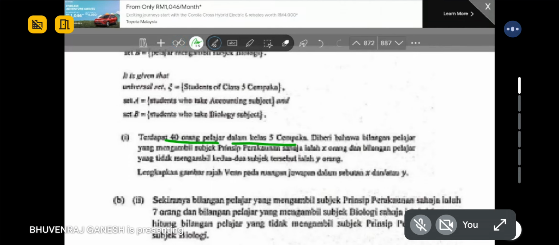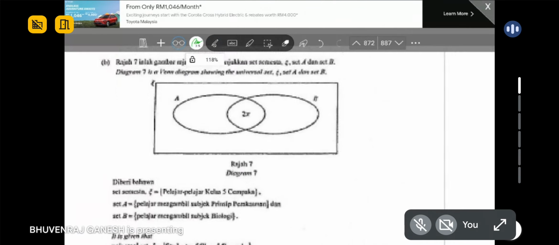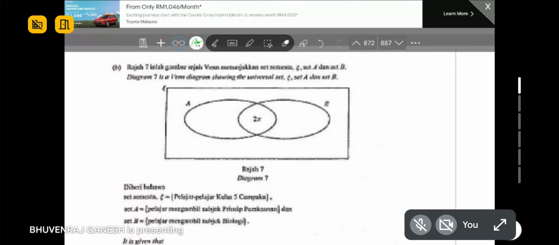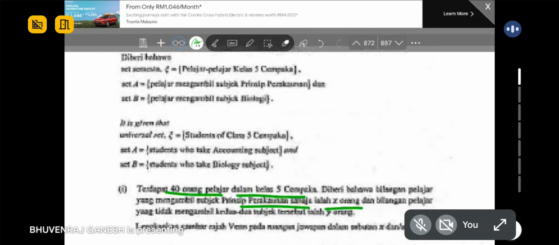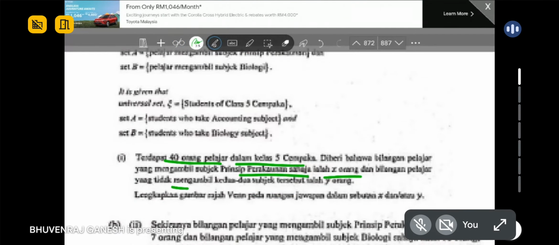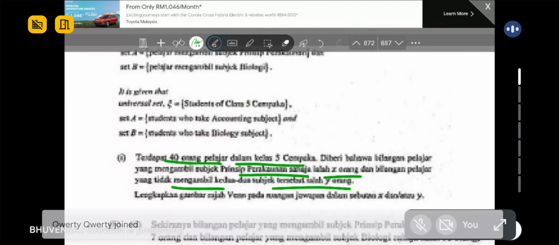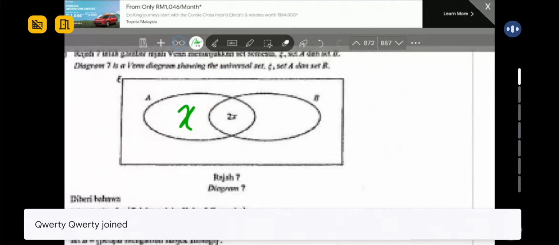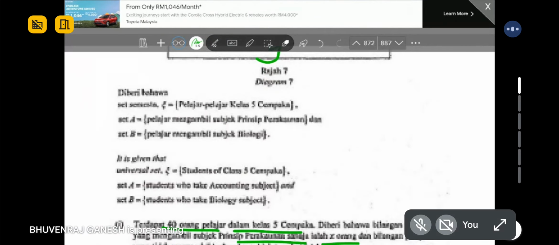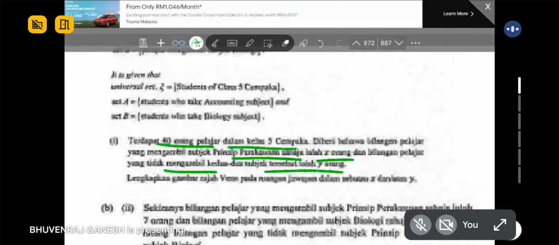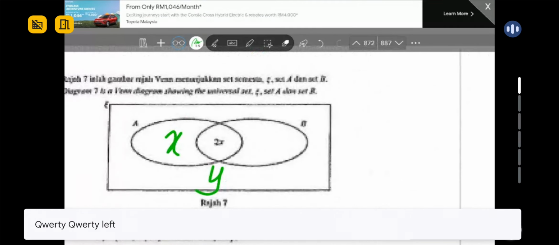And they say the number of people who take prinsip perakaunan sahaja ialah X. Okay, so prinsip perakaunan A lah. So yang ni adalah X sahaja. Only account. So it's X. And then they say tidak ambil dua-dua subjek. Y. Okay, so Y never take both of the subject. So you must put here lah guys, kat luar. Okay, so yeah, you just need to complete the Venn diagram.